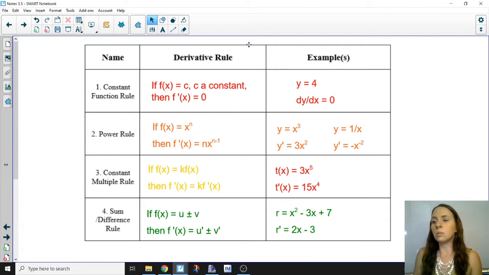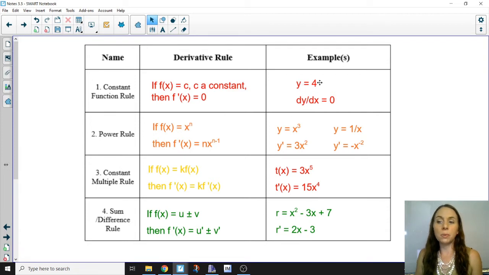The first one is one that everybody loves. If you have a function that is a constant function, think about it. It would be a horizontal line. And at this point, we should all know that derivative means slope, right? So the slope of a horizontal line is 0. That means the derivative of a horizontal line is 0.